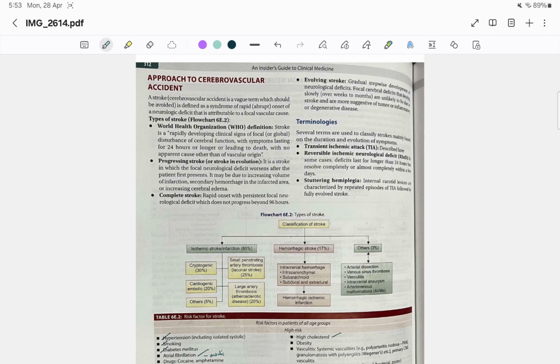Then we have progressive stroke. Progressive stroke means once the patient develops upper limb weakness, it suddenly progresses into the lower limb on the right side. Then it starts to involve the left limb. It will keep on progressing.